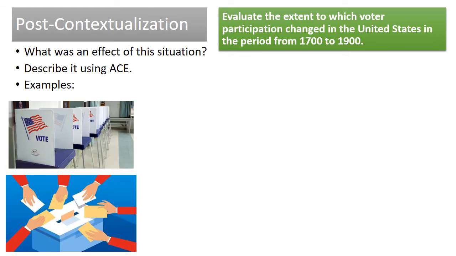Finally, let's talk about your post-context. Remember, when you're writing a post-context, you're telling your reader what the effect of the situation was. You're going to describe it using ACE. I'm going to give you 4 examples of possible post-context you could use. All of these are things that we have not taught you yet, so you'll need to do a little bit of research on your own, or use the one that makes the most sense to you.